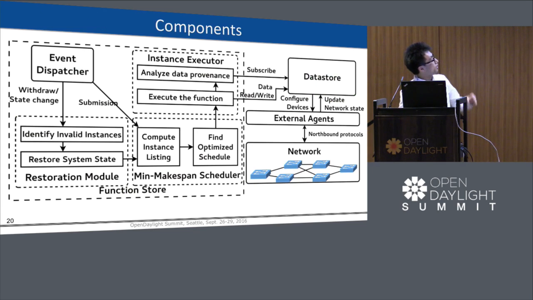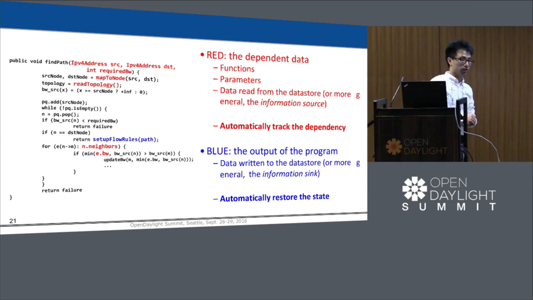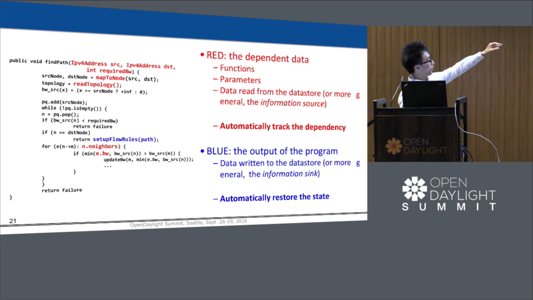And here we give an overview of the components of our system, and we will go into some details in the following slides. Let's look again at this program. We automatically track the dependencies by identifying all these dependencies, and also register the data change listeners and generate the corresponding data change handler. And also, we can automatically create the binding of your program and your output and restore them correctly so that they can start clean.